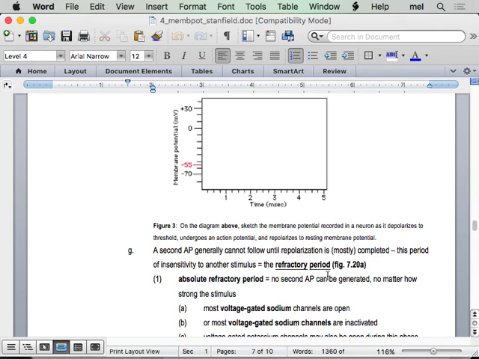That makes sense? Okay. And then you're going to slightly, sometimes, hyperpolarize when you come down here, and that's also because of voltage-gated potassium. Does that make sense?